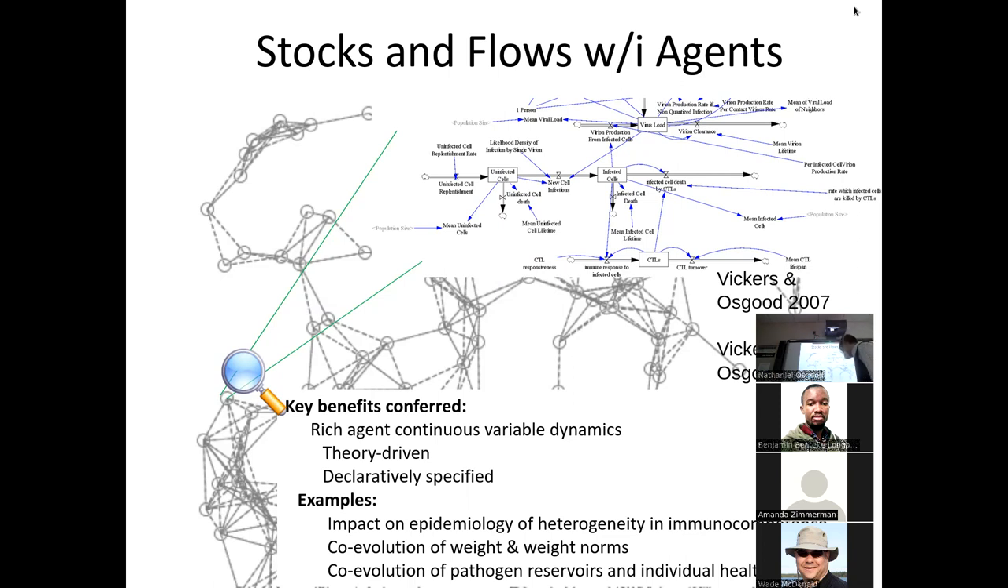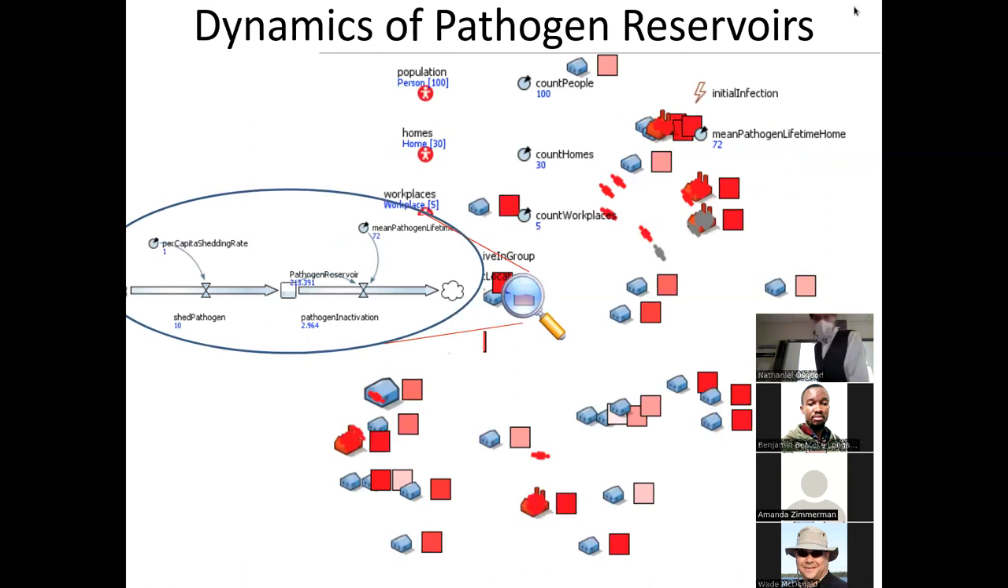2008, 2009. Looking at other dynamics outside the infectious disease area, changes in weight and weight norms, that's some of our work right now with diabetes and weight dynamics over time and how it affects dynamics associated with glycemia and insulin, and coevolution of pathogen reservoirs and individual health.